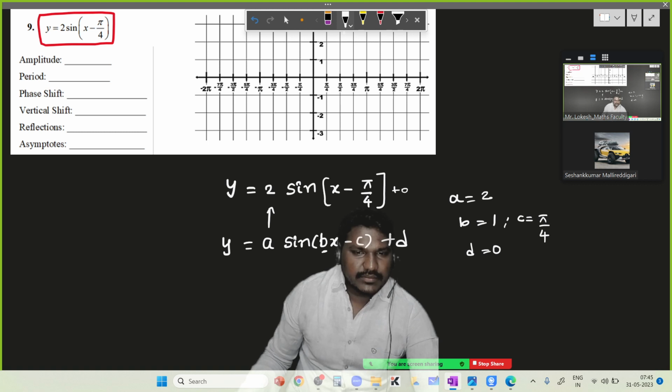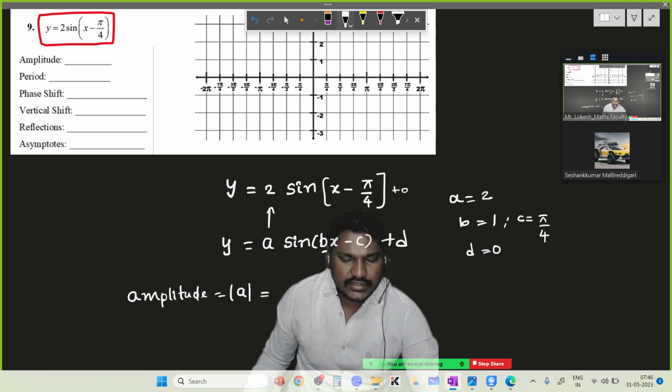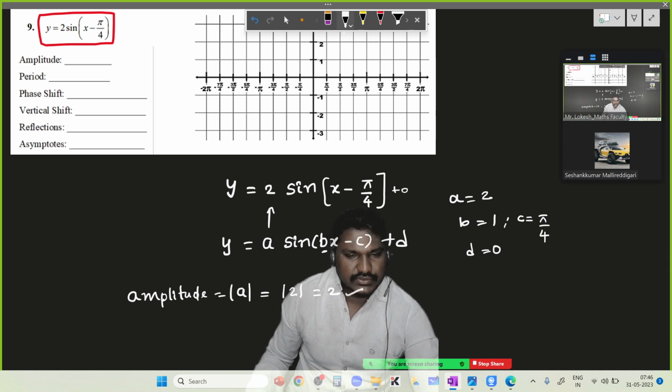So the first thing will be amplitude. We know that amplitude is the absolute value of a. I think you know the definition of absolute value. Even if the value is negative, it will return a positive value, right? So the absolute value of 2 is again 2. So this is the amplitude.